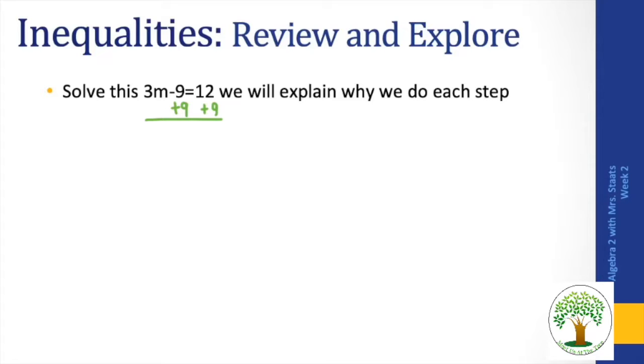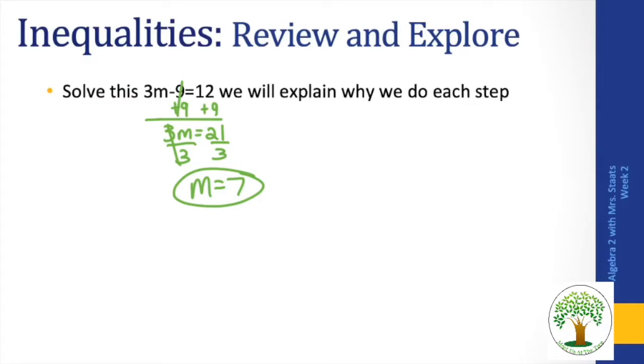Keep it equal. This is an equation, and if you add the same thing on both sides, it does not change the equation. So I'll have a 3m left over, and 12 plus 9 is 21. So then we're going to divide by 3. Again, if I want to keep the equation equal, if I divide the same thing on both sides, it keeps it equal. We'll have m equals 7. Okay, that's how we do an equation.